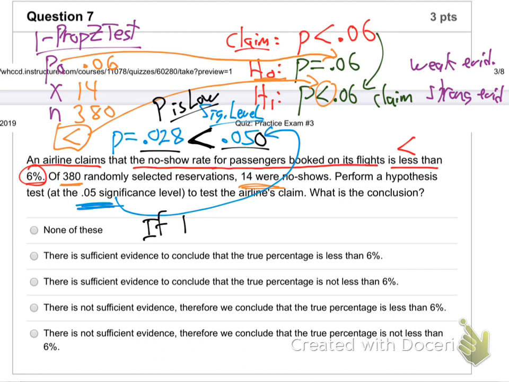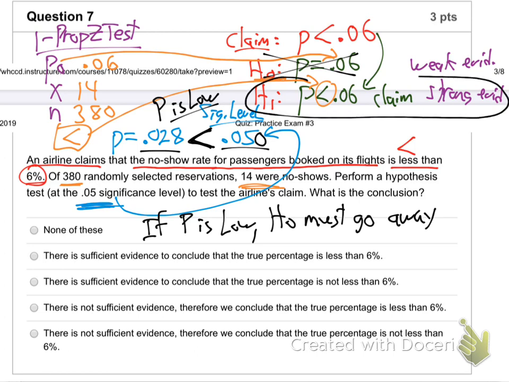And you know the statement, if P is low, H0 must go away. So if the P is low, the null must go away. So I've got to cross out the null. Bye-bye null. And that means I'm going to accept the H1, because it's always one or the other. They're like two attorneys arguing. So if the null goes away, we keep the H1.